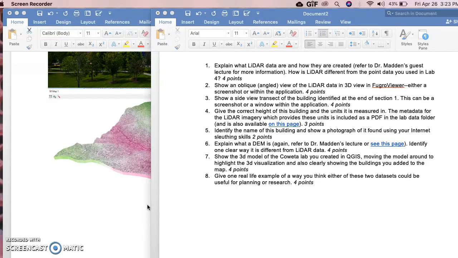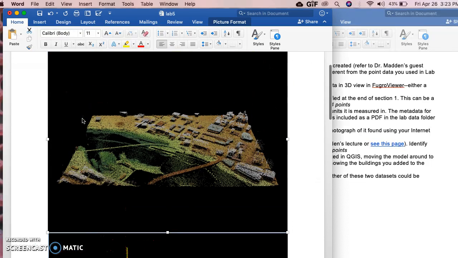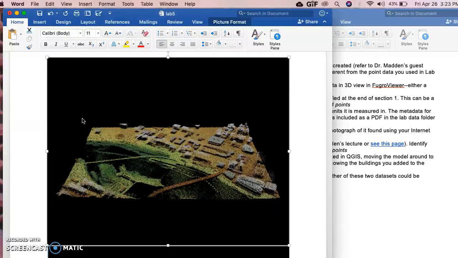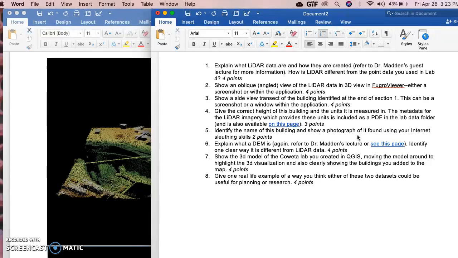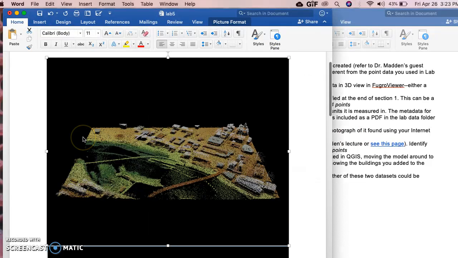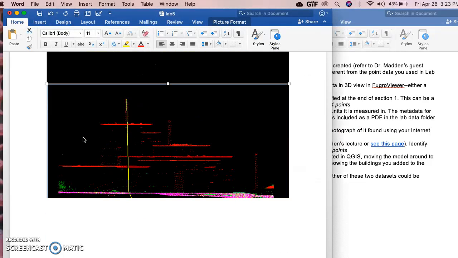So the next question is to show the image that we were able to create, and this is it. You can see the bridges are right here, the buildings are right here, and then you can see the green kind of represents vegetation. The next is to show the transect that we had to take, the building.